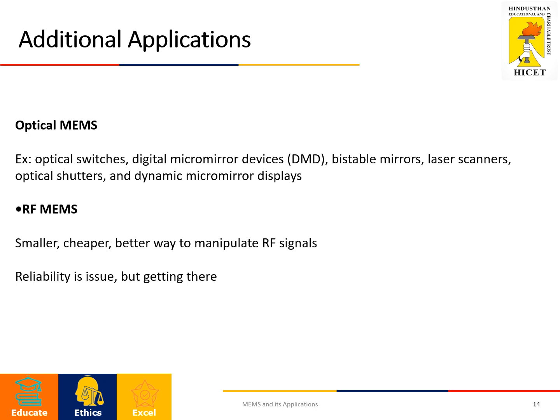Then some additional applications, that is optical MEMS. Examples of optical MEMS are optical switches and digital micromirror devices, bistable mirrors, laser scanners, optical shutters and dynamic micromirror displays. Then RF MEMS, a smaller, cheaper and better way to manipulate RF signals. Here reliability is an issue, but they are getting there.